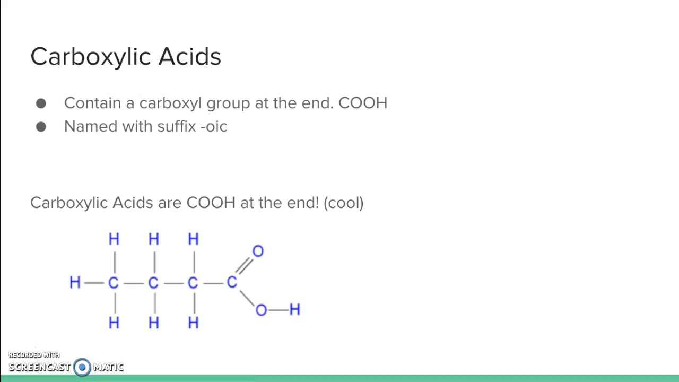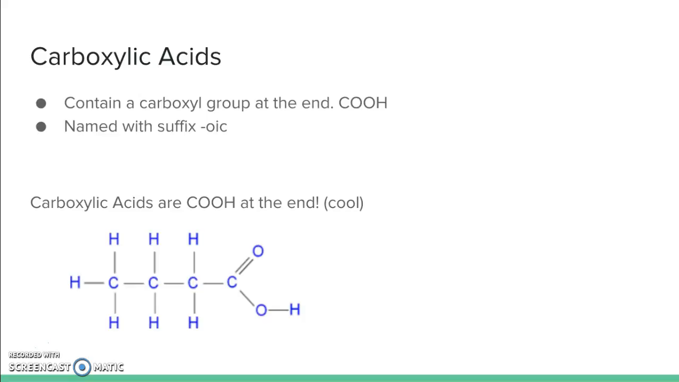So my memory trick for carboxylic acids is that carboxylic acids are "Cu" at the end. It's like carboxylic acids are cool at the end, but "Cu". So that just helps you remember that there's a COOH group, or a carboxyl group, at the end, and the suffix you just have to memorize. You'll get it eventually. Oic, oic, oic, oic.